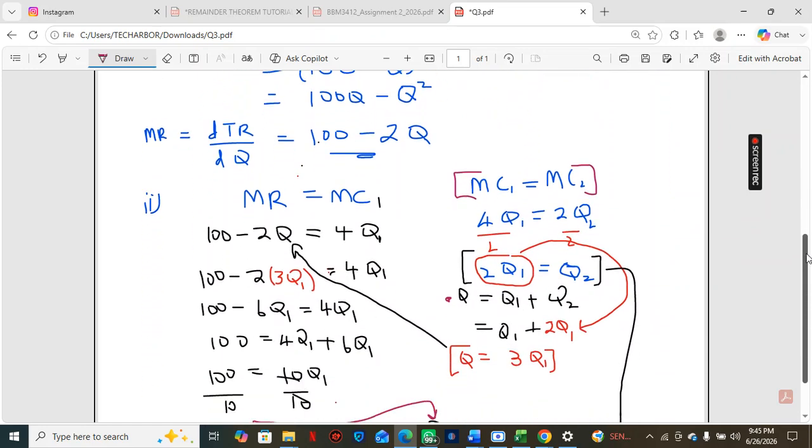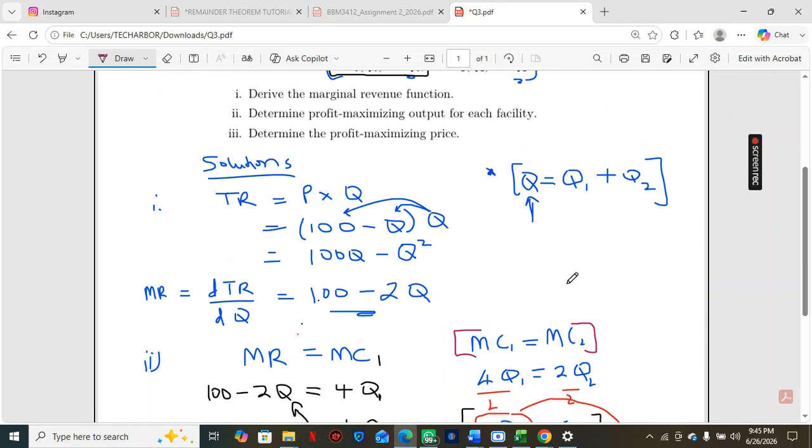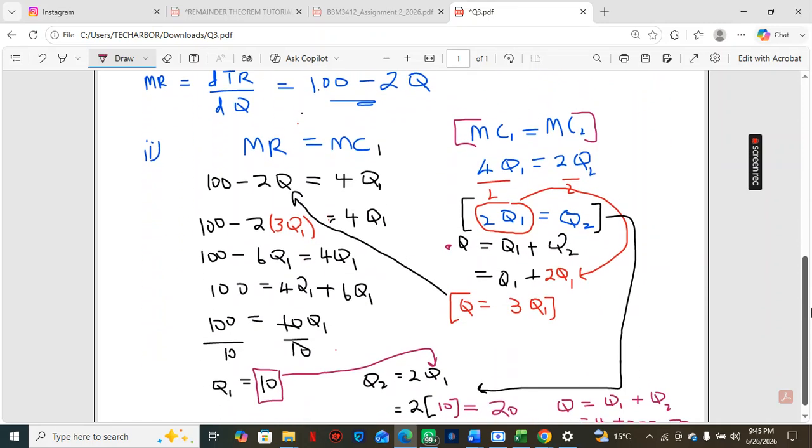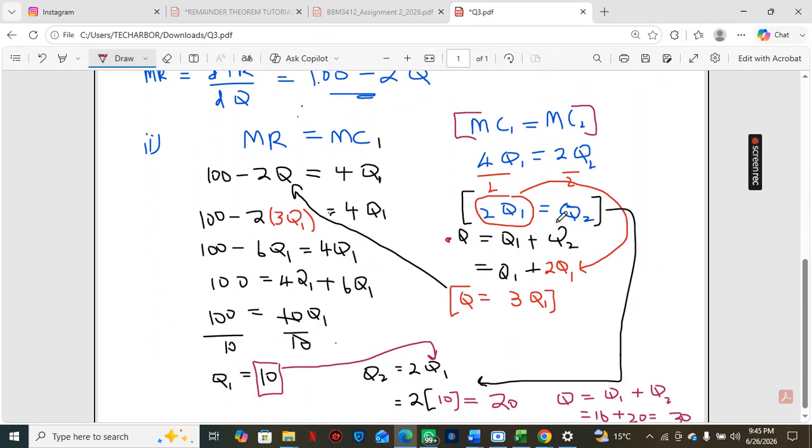Okay. Number three, determine the profit maximizing price. If we wanted here, we would have expressed this as Q2, and then would have replaced it.